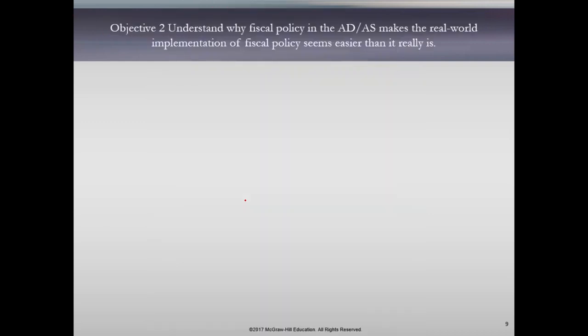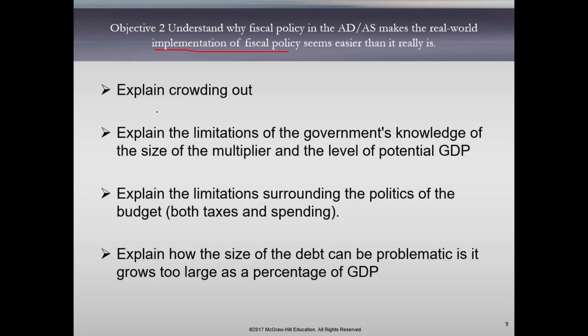Okay, so there's the first objective. Now, the second objective: understand why fiscal policy and aggregate demand, aggregate supply makes real-world implementation of fiscal policy seem easier than it really is. So here we're going to cover 4 sub-objectives. Briefly, I need to really move on here for you. I'm going to talk a little bit about crowding out. That's an important one. We're going to explain the limitations of the government's knowledge of the size of the multiplier and the level of potential GDP. We'll talk about that. We'll explain the limitations surrounding the actual politics of the budgeting process.